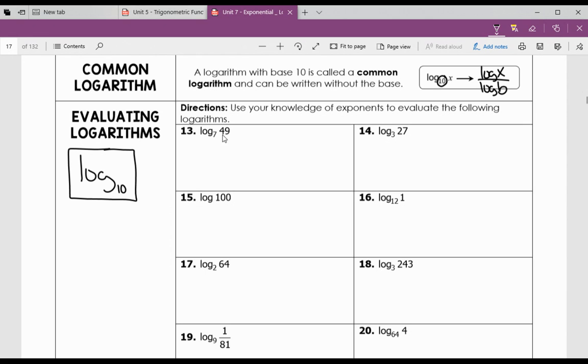So in order to calculate the exponent, because we're about to hit the log button, we're going to take this problem and do log of 49 divided by log of 7. That now changes it to a base 10 number, and I can press the button on my calculator.